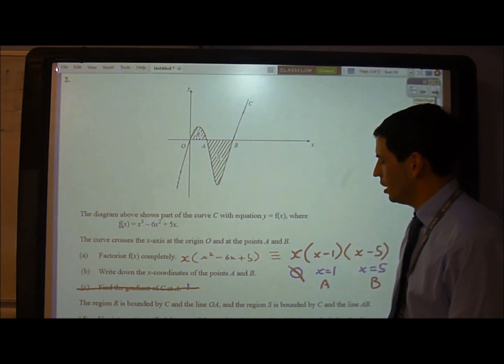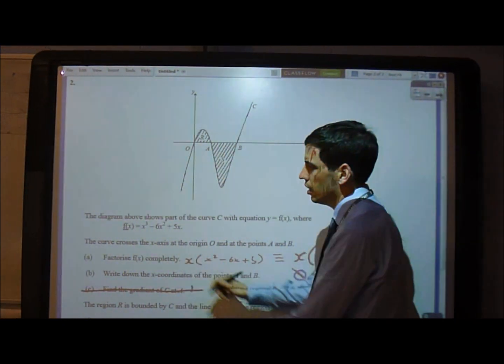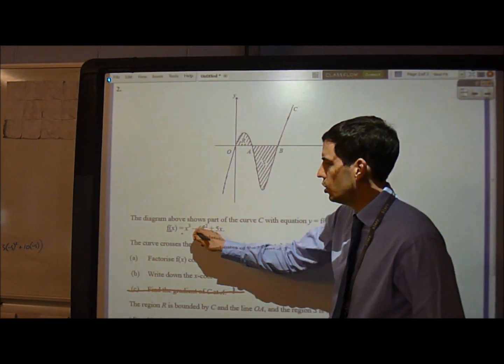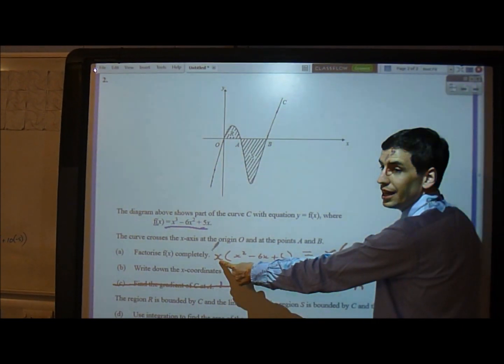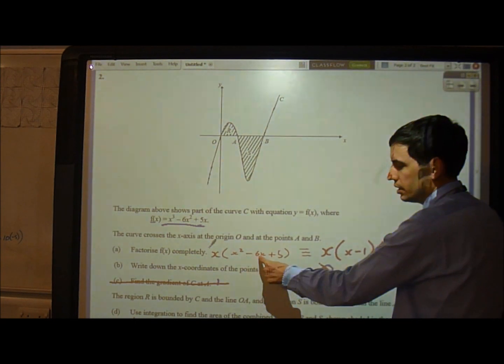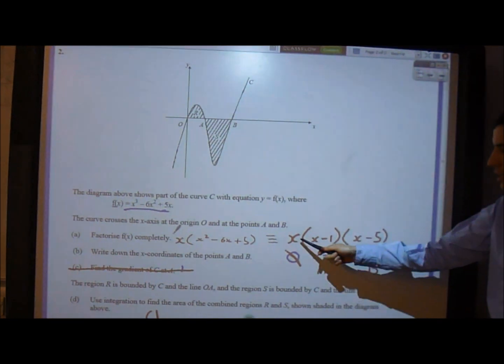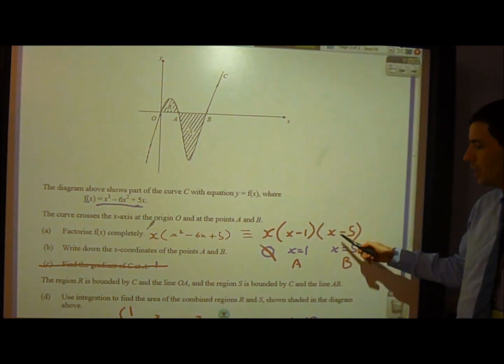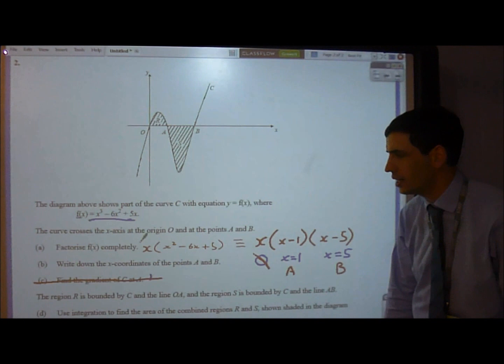What they want, well, first of all they ask us to factorise it, so hopefully we can see we've got x cubed minus 6x squared plus 5x. So I just pull out an x, leaving me x squared minus 6x plus 5 in the bracket, and I can factorise that to x, bracket x minus 1, x minus 5. So I've picked up a couple of marks for being able to factorise.